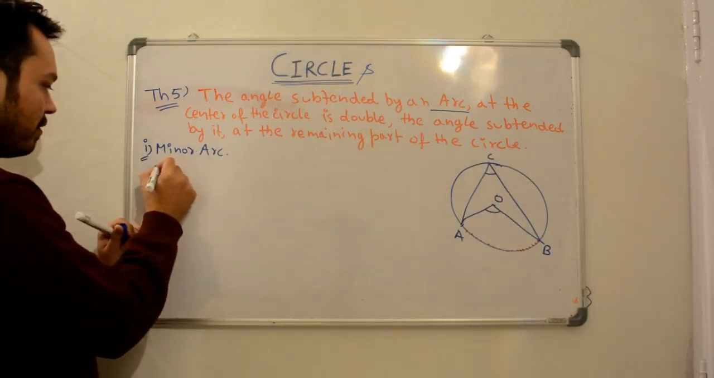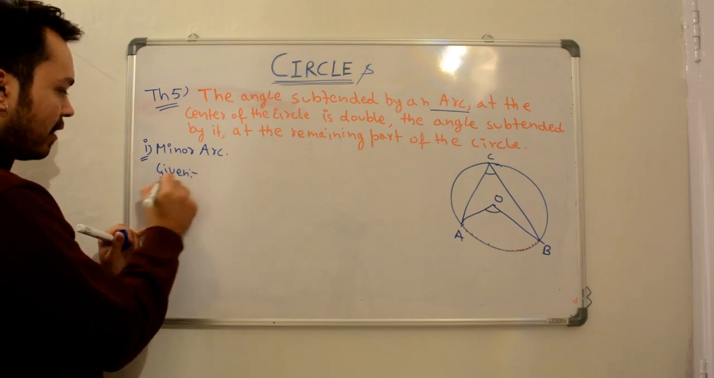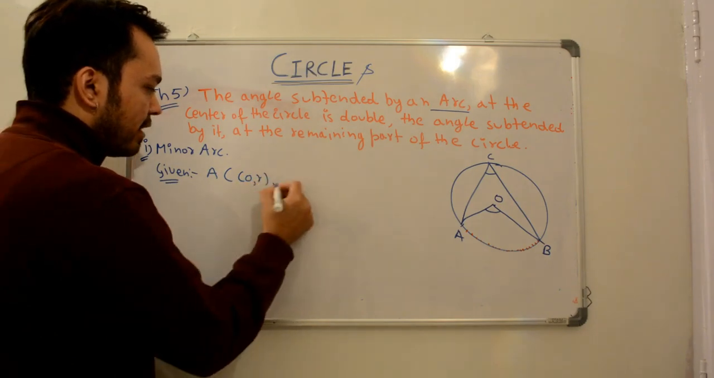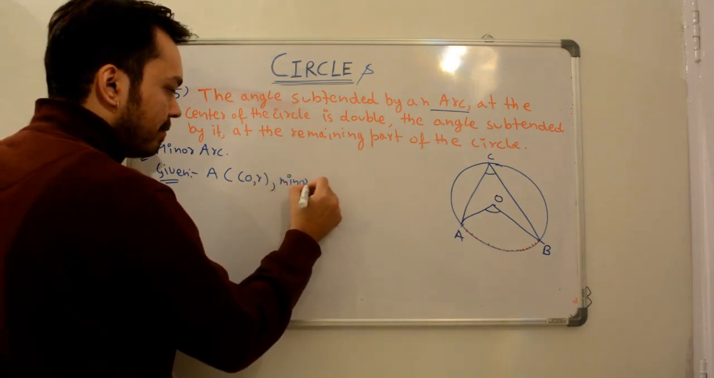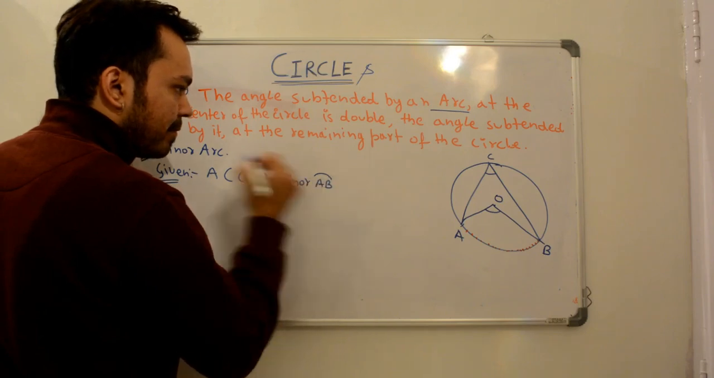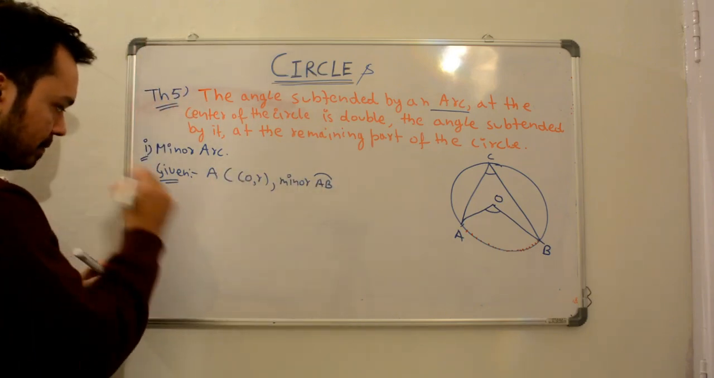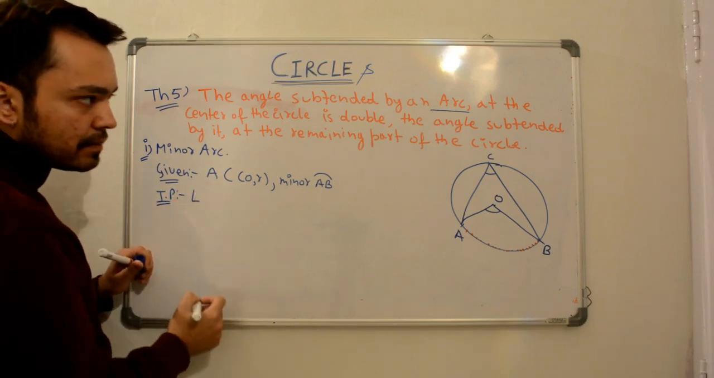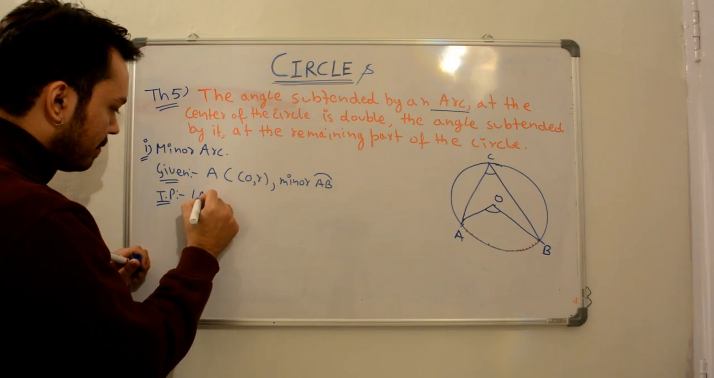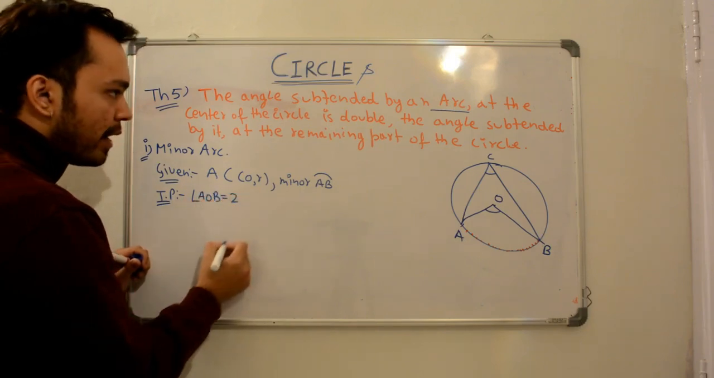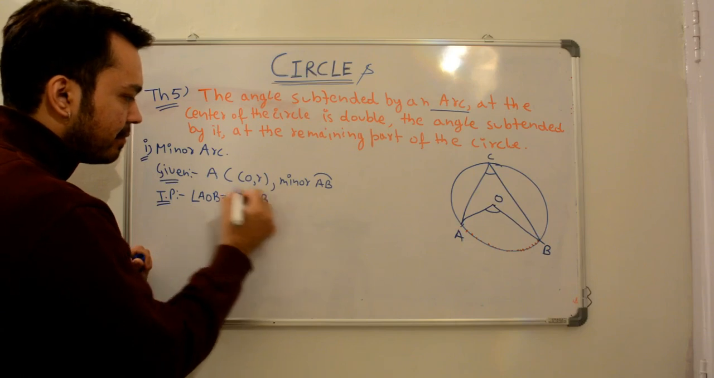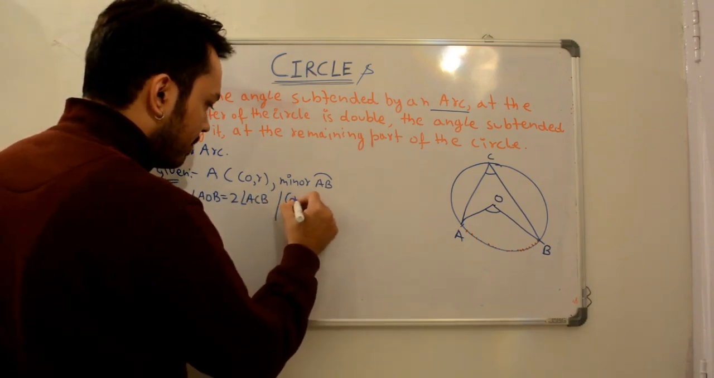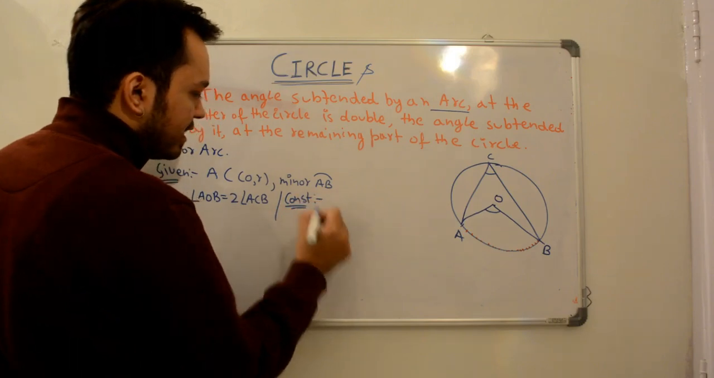So what we have to prove, first of all we'll write the given. What is given to us? A circle with center O, radius R, and a minor arc AB, right? Now what we have to prove? We have to prove that angle AOB is equal to twice of angle ACB. Next, do we need any construction? Yes. The next part comes construction.